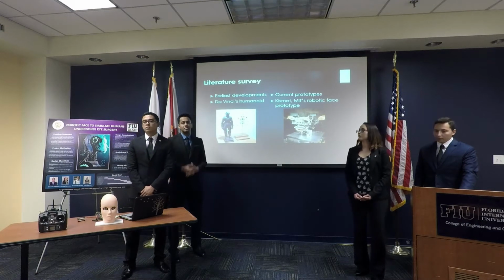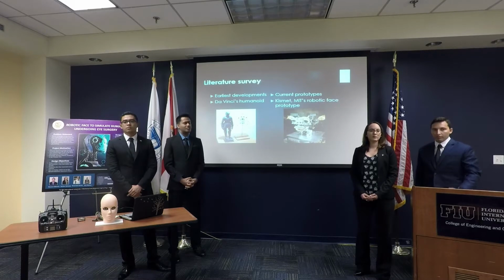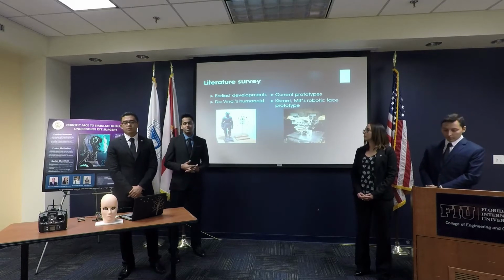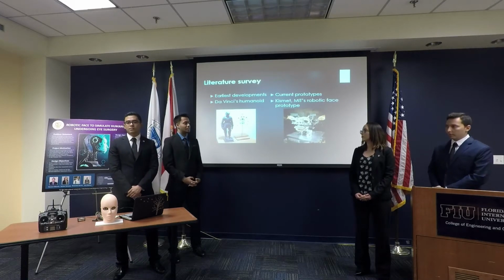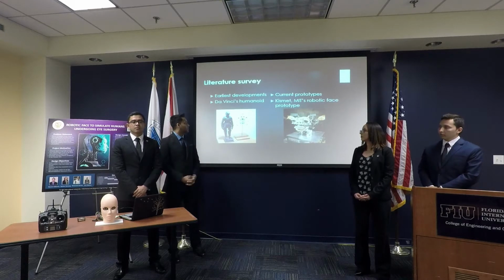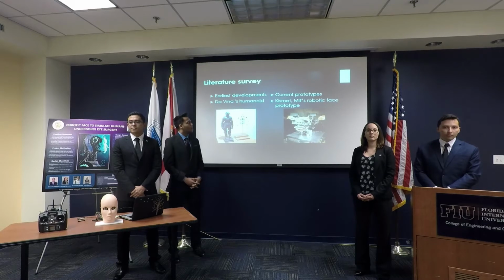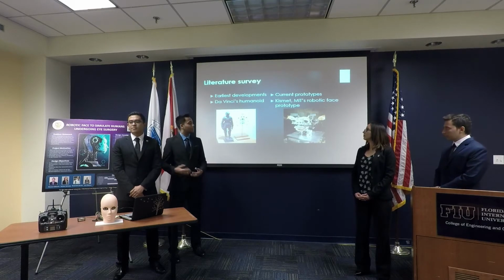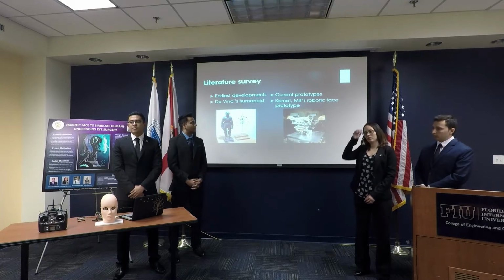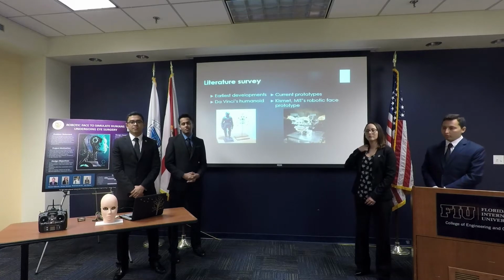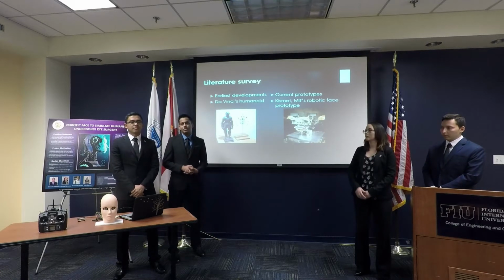Before starting on the project, our team did a comprehensive literature survey, and we found out that humanoids are basically the brainchild of Da Vinci. He made this armored knight, which you can see on your left. It could rotate its head and lift up its arms. More current prototypes which pertain to our project are Kismet, which is MIT's robotic face. It could mimic almost every human facial gesture.